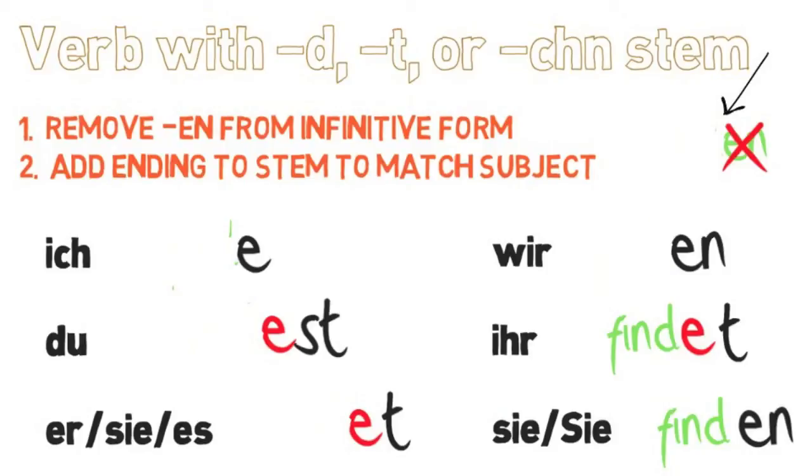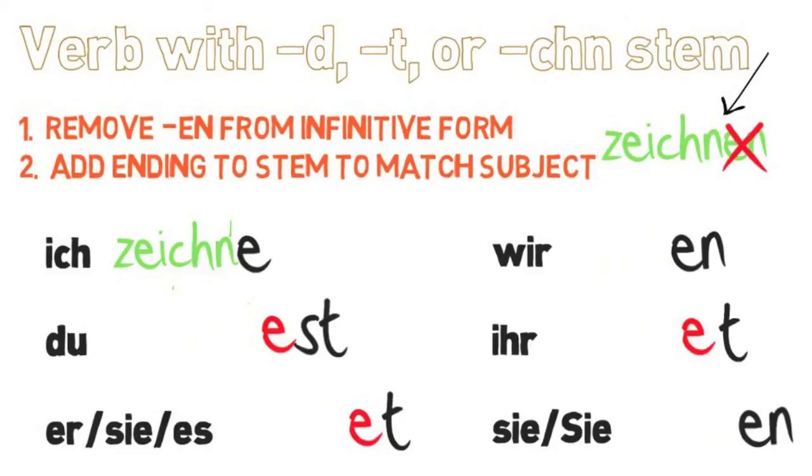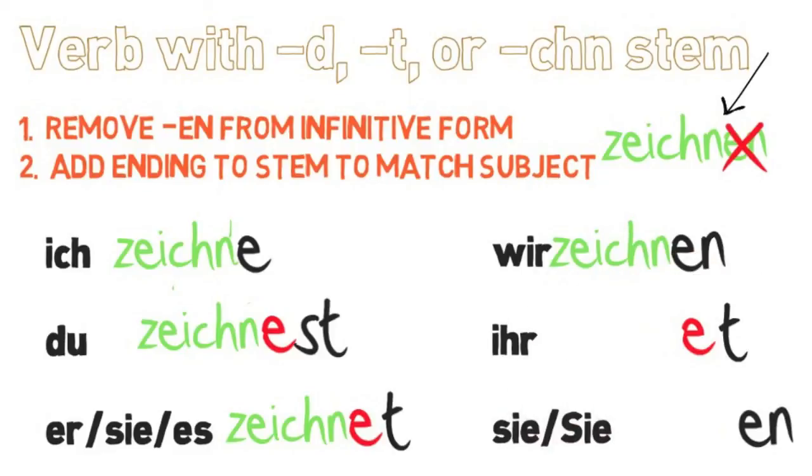The same concept would apply with a different verb, such as zeichnen, which means to draw. We'll need that E adapter to get the st and t endings on the verb correctly, because zeichnst and zeichnt are impossible to say. Zeichnest and zeichnet are pronounceable.